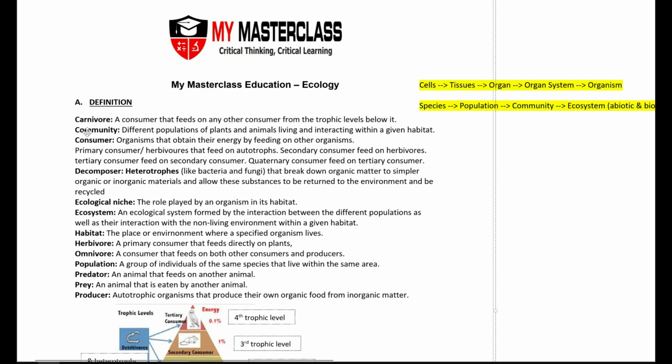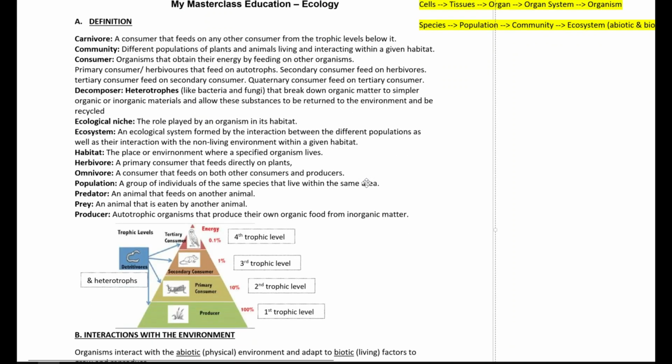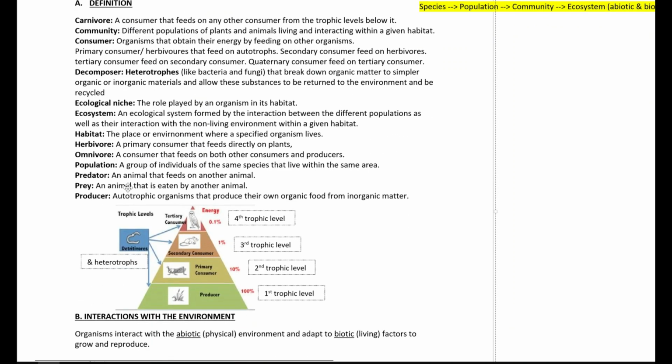Certain terms like consumer refer to all the animals that eat, including herbivores, omnivores, and carnivores. Decomposers, which are heterotrophs, are very important to the environment because they break down organic substances into simpler substances. All these substances contain carbon, hydrogen, oxygen and nitrogen elements. These are then returned to the environment, which is then taken up by the plants and utilized for photosynthesis, etc.